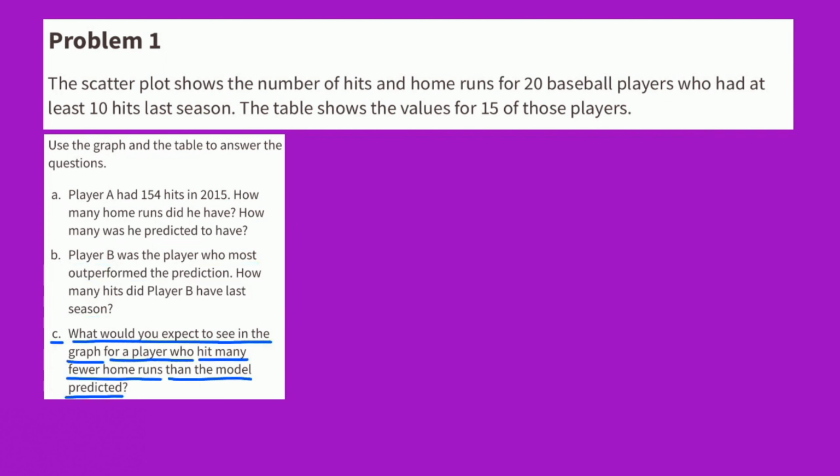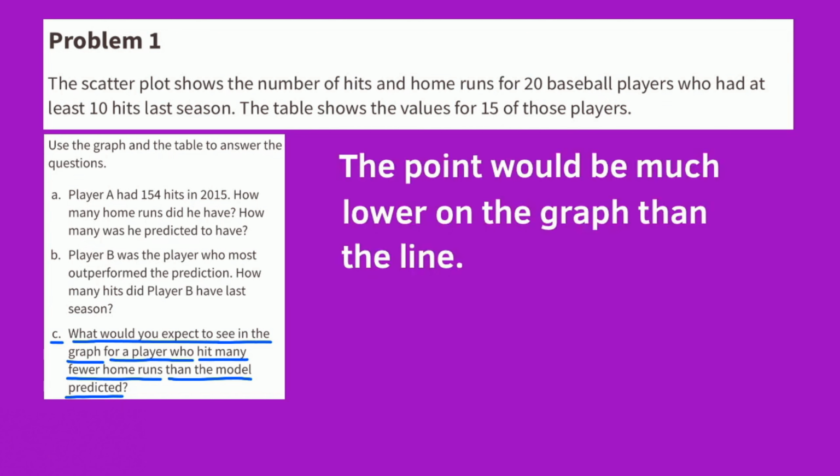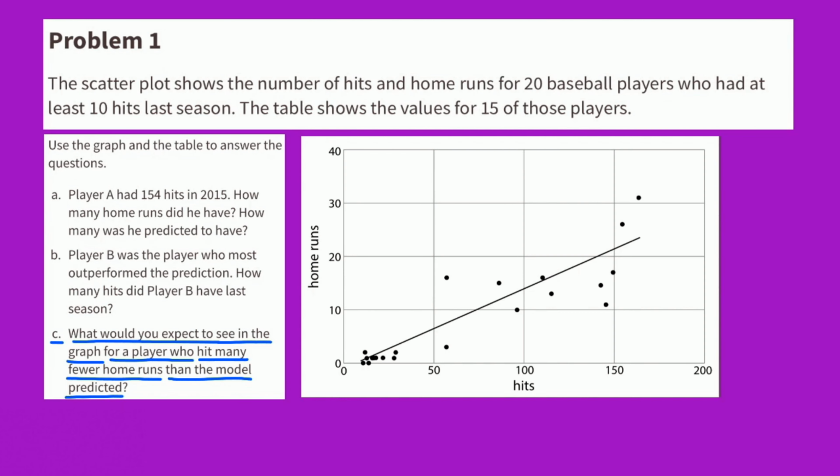C. What would you expect to see in the graph for a player who hit many fewer home runs than the model predicted? The point would be much lower on the graph than the line. I'll circle a few of these points on the graph.